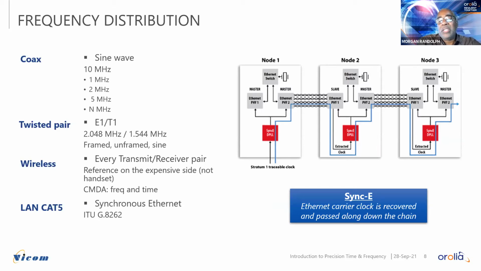If you look at this here, it tells you the Ethernet carrier clock is recovered and passed along down the chain. So as you jump nodes, from node 1 to node 2, node 3, that sync information is passed along, so the timing is maintained throughout that whole system.